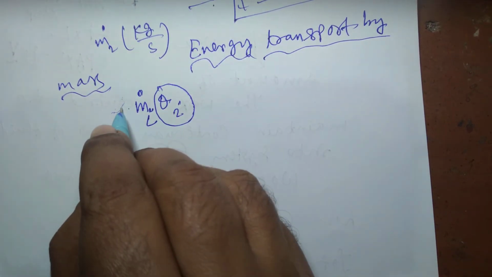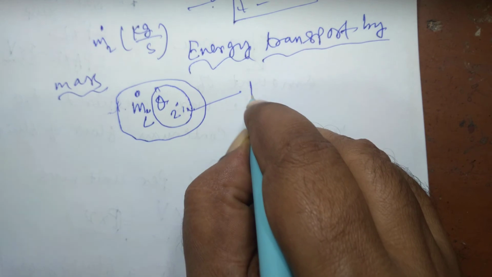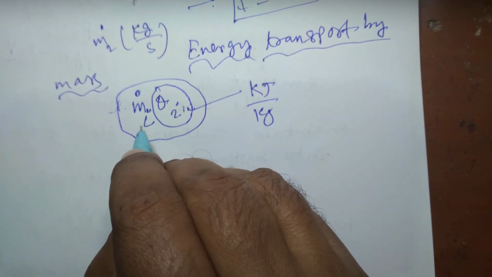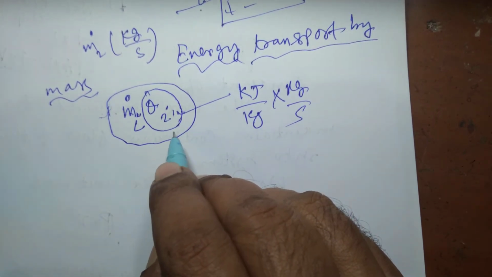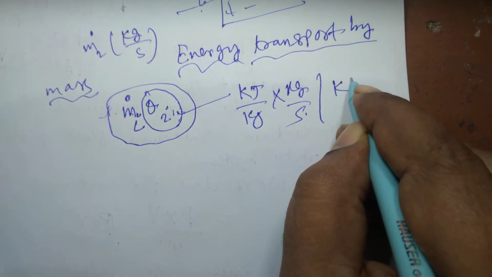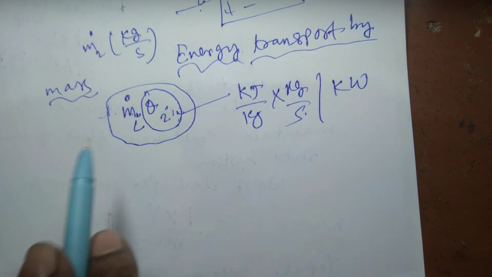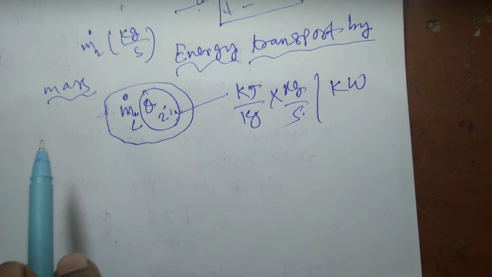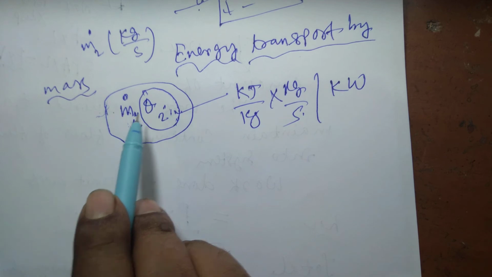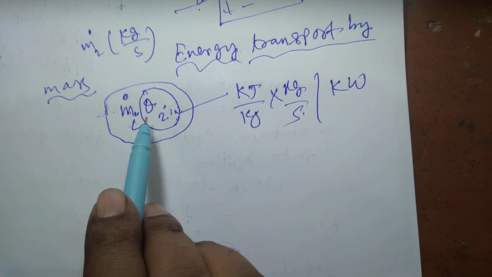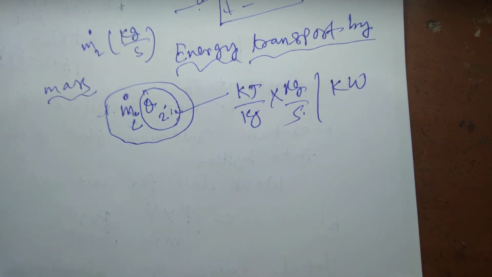If you calculate this per unit mass, the unit of theta i will be kilojoule or joule per kg, and the unit of the mass flow rate is kg per second. So on being multiplied, the unit will be kilojoule per second or kilowatt. So you will get energy per time. Energy transport by mass, whatever energy is transported into the control volume with the mass, can be calculated like this: mi dot, the rate of mass that enters the system, times theta i, the energy transport per unit mass.